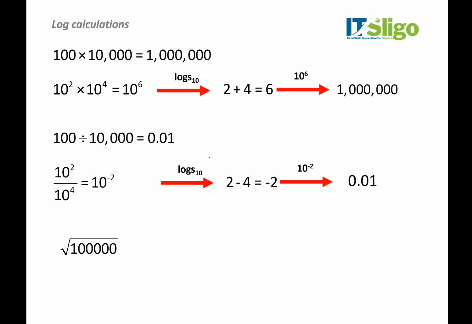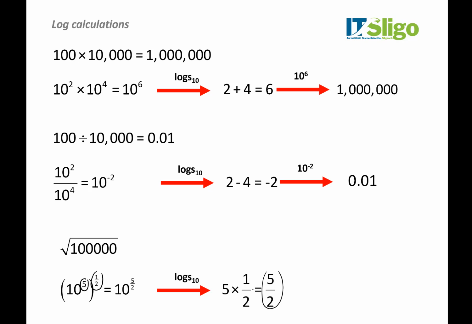And finally, if we had to get the square root of 100,000, in the language of powers, there's our 100,000 and there's our square root. And now we multiply these values and we get 10 to the power of 5 over 2. In the language of logs, it's simply 5 multiplied by a half, which gives us 5 over 2. When we want to find our answer, it's going to be 10 to the power of 5 over 2, which gives us the square root of 100,000 is approximately 316.23.